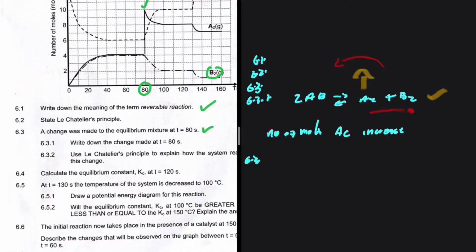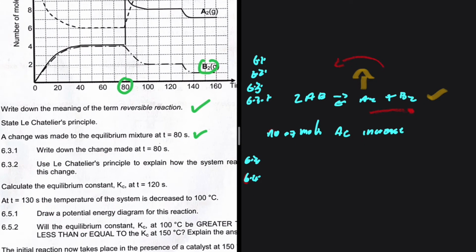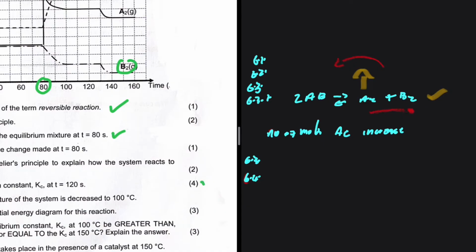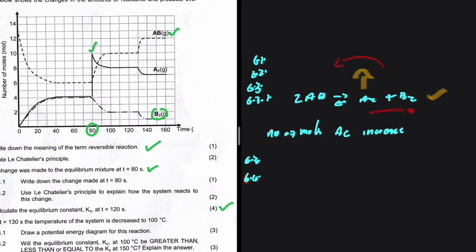6.4. Let's take a look at 6.4. In 6.4, calculate the equilibrium constant Kc at t equals 120 seconds. And the allocation is 4 marks, right? Yeah, this is a nice question, unlike the questions we usually have where you have 8 marks, 9 marks, and so on.